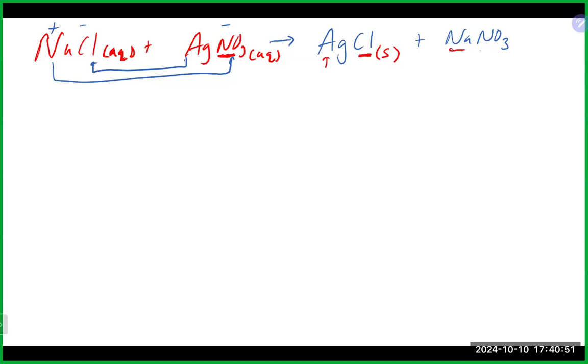And once again, on both of these, sodium and nitrate, they are both soluble in everything. There's no exceptions, which means they would be aqueous. So this equation is balanced. This would be our molecular equation.